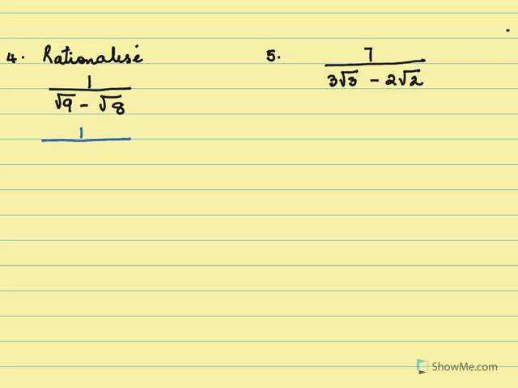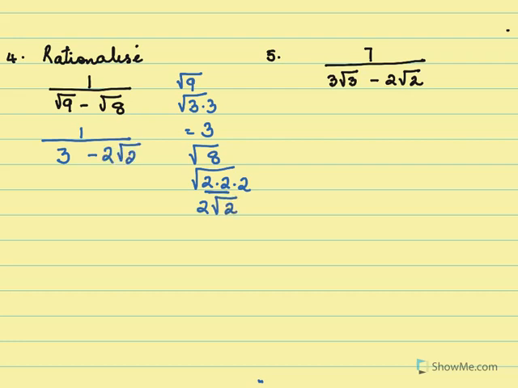Rationalize 1 over under root 9 minus under root 8. Now 1 over under root 9 is 3 into 3, so which is equal to 3. So for under root 9 I will put 3. Now for under root 8, 8 is 2, 2, 2. So for every 2 1 comes out, so 2 under root 2. So this is 2 under root 2.